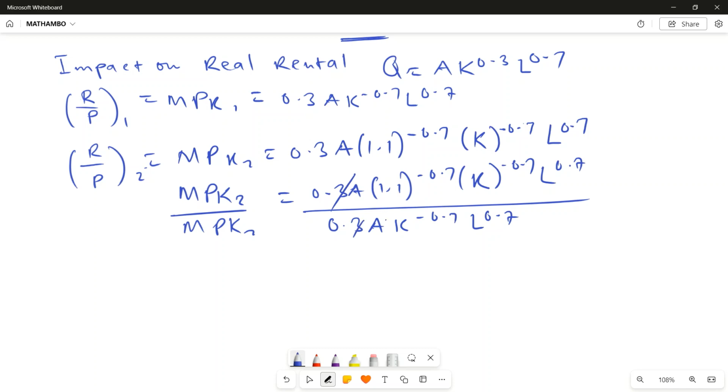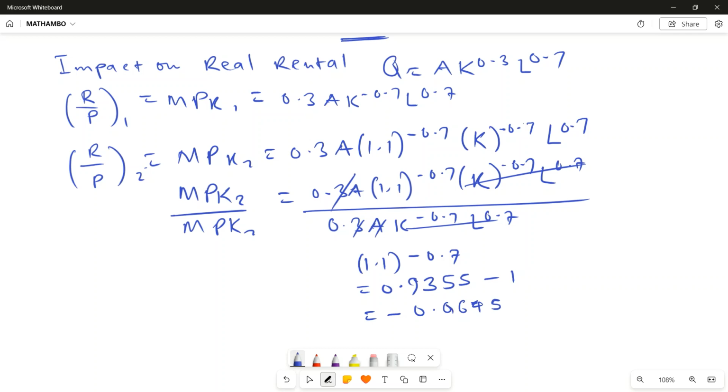Then now you cancel, right? This one goes, that one goes. So we remain with 1.1 to the power minus 0.7. In your calculator, punch 1.1 to the power minus 0.7, and you're going to get 0.9355. Then do the same thing: can you subtract 1 from this? Yes, you can, so that you end up getting negative 0.0645.